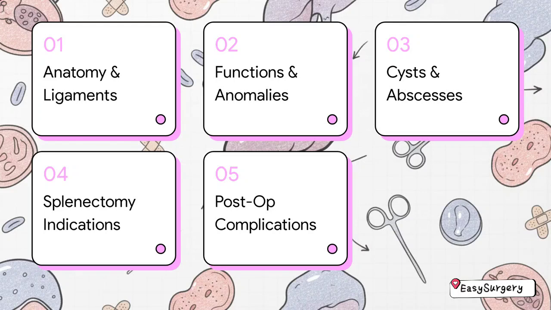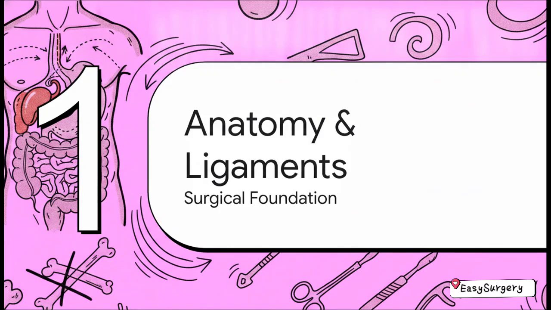Okay, let's dive into our roadmap for today. We're going to hit anatomy and ligaments, functions and anomalies, cysts, aneurysms and abscesses, splenectomy indications, and wrap it all up with postoperative complications. All right, part 1, anatomy and ligaments.